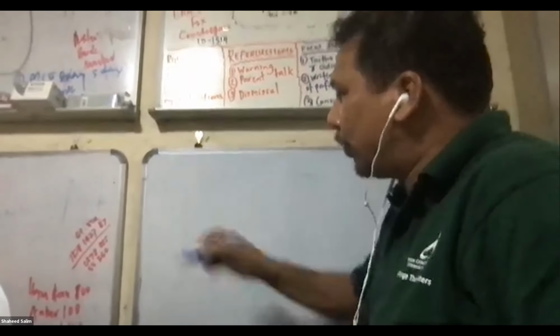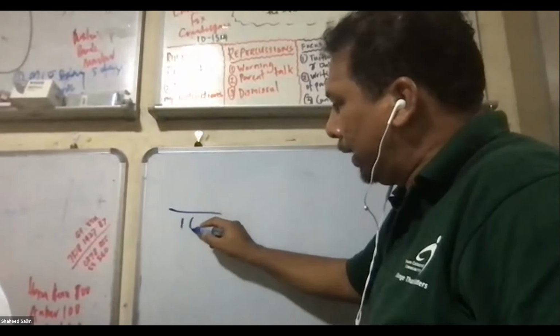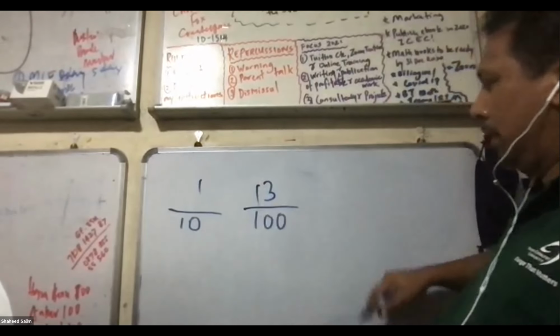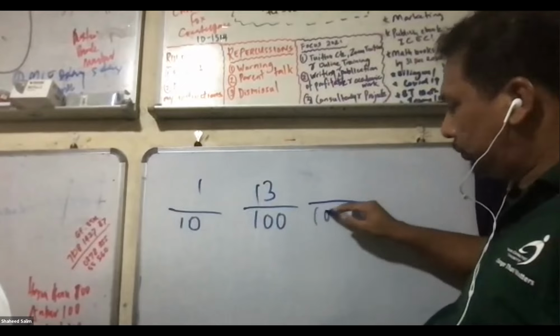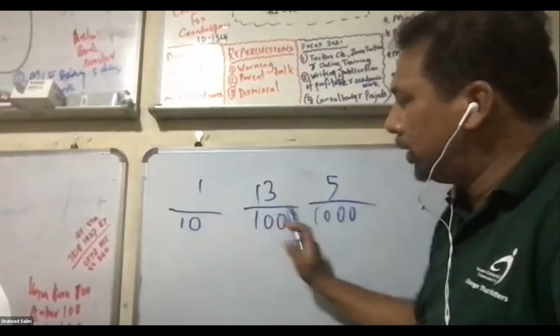If you have a fraction with the denominator of 10, this is a sibling, let's say 1 over 10, or maybe over 100, let's say 13 over 100, or 1,000, or 10,000, let's say 5 over 10,000. All of these you can change to a decimal immediately.